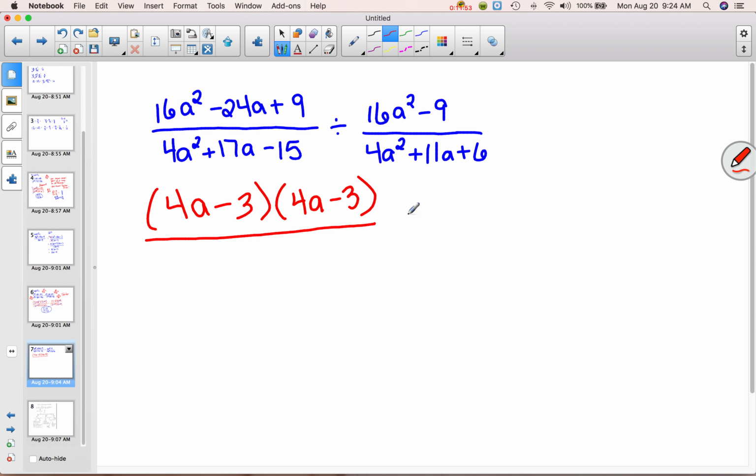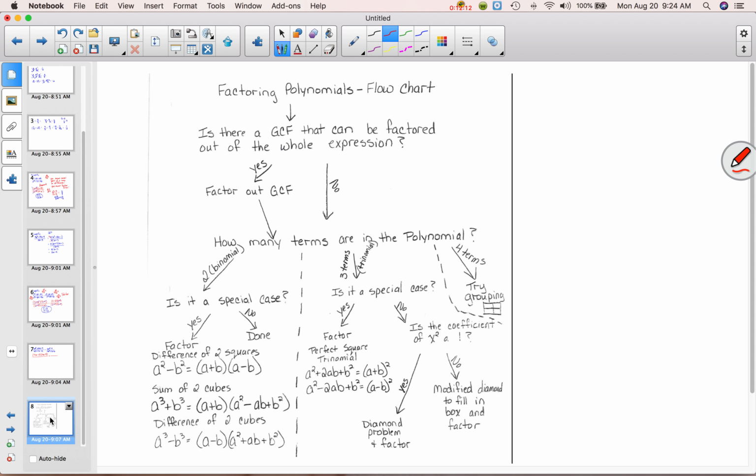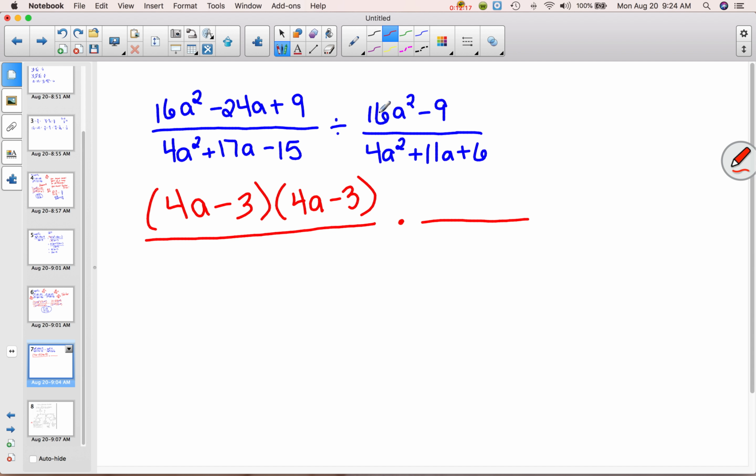Now, I'm going to change it to times, but then I have to remember to flip this. So notice that this is a perfect square. This is a difference of two squares right here. So I'm going to follow the pattern. You can look back at the factoring flowchart if you need to. Difference of two squares right here. So we have, and I'm putting it in the bottom because I'm changing it to multiply, 4a plus 3 and 4a minus 3. So those two are done and factored.